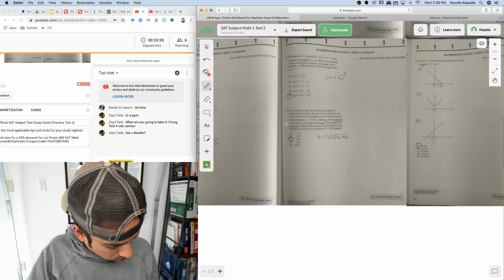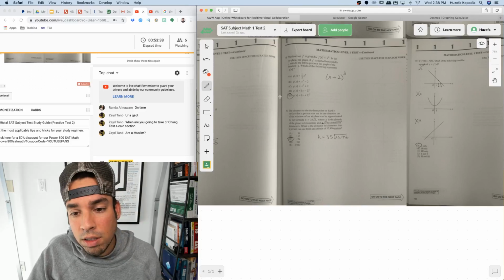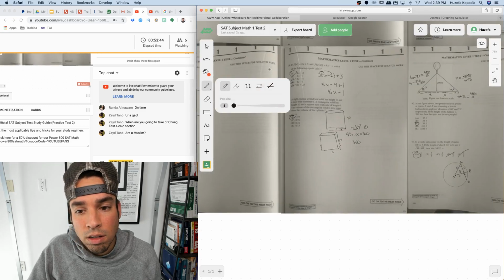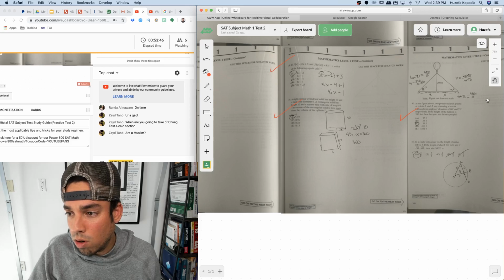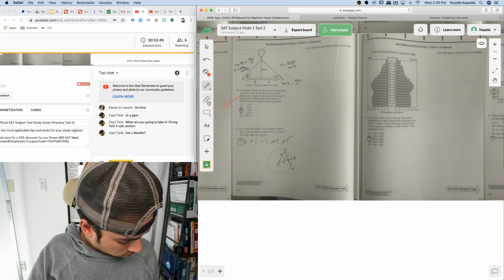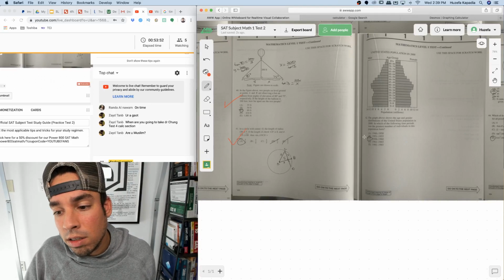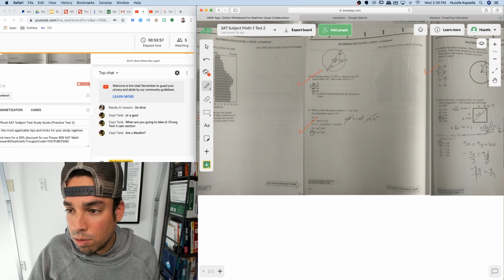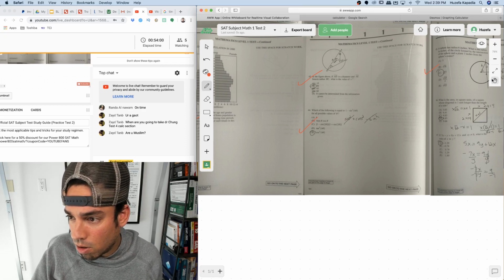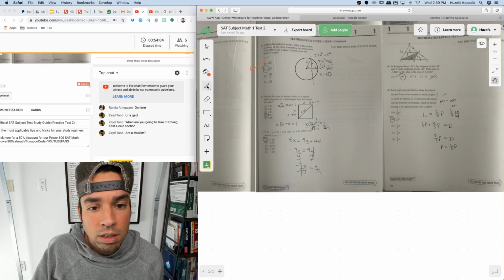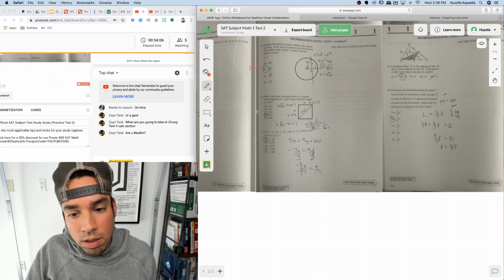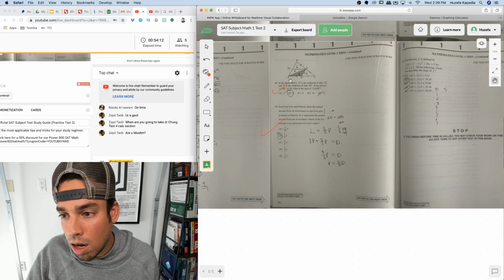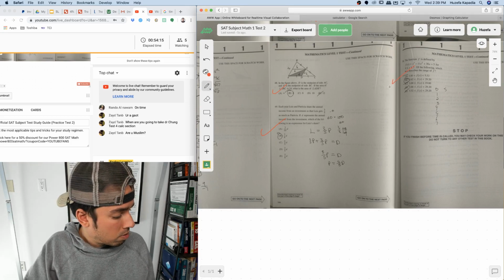35. E, and then E, C, A, B, C. 41 is A, C, B, E, C. That's pretty good. That one was a tricky one, but I felt confident I got that right. And then the last 5, these were tough. D, A, B, B, B. The last one, B. Yes. Okay. So I made some silly mistakes there.